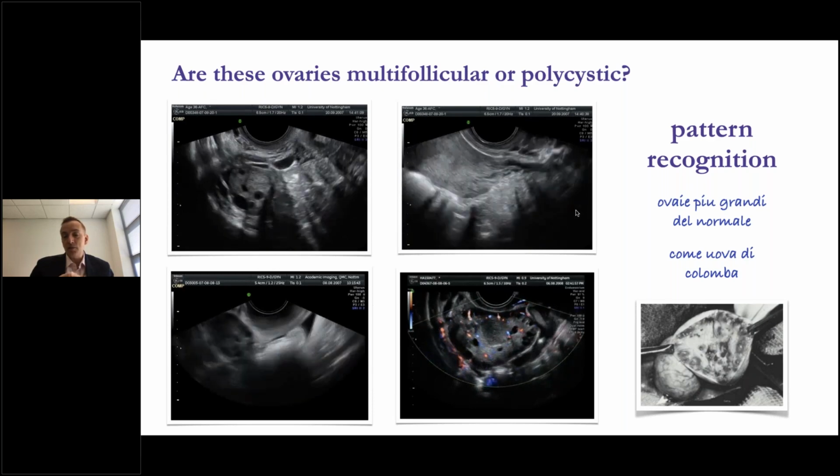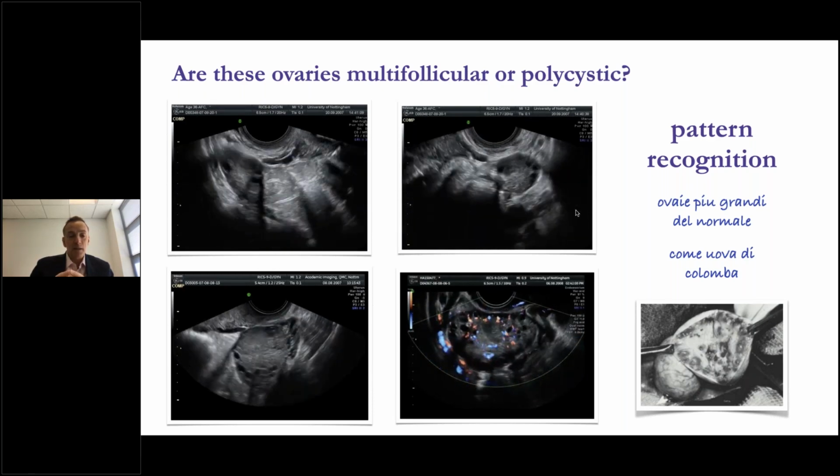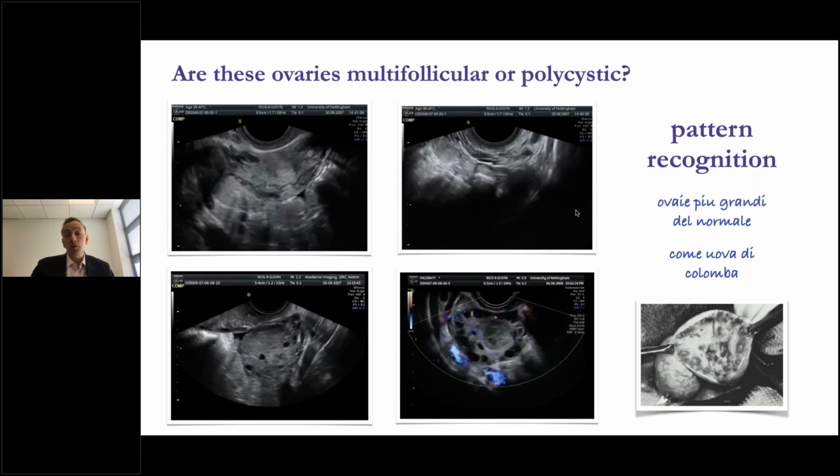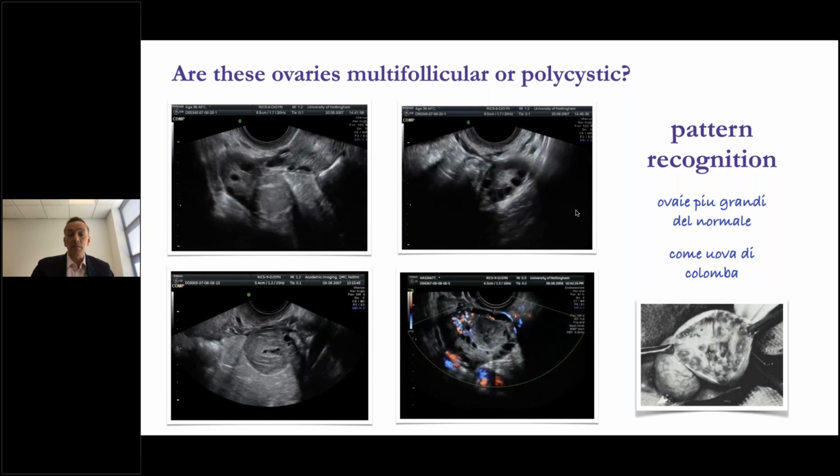And you can see, it's been described over 100 years ago, PCOS. So I think it's a bit shameful that we don't know more about this, and we really need to focus on it. Ultrasound is going to be a key part of that study.